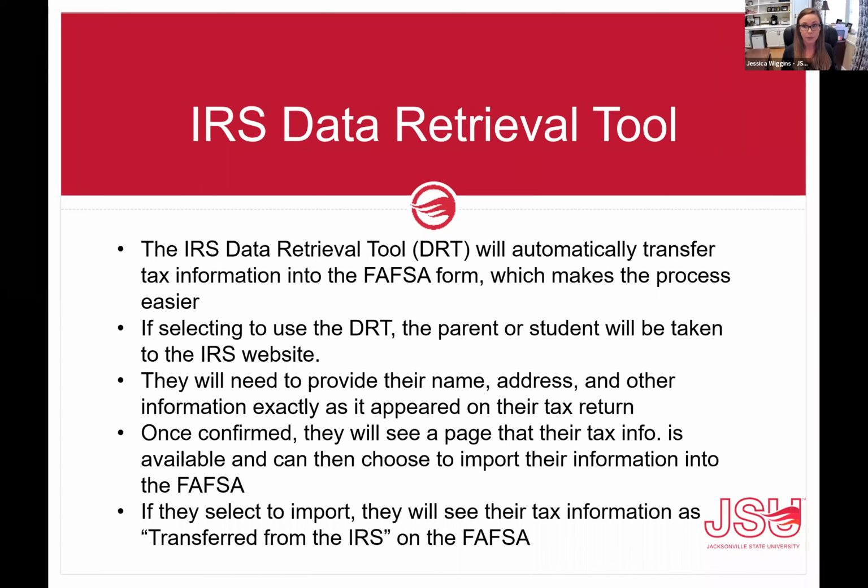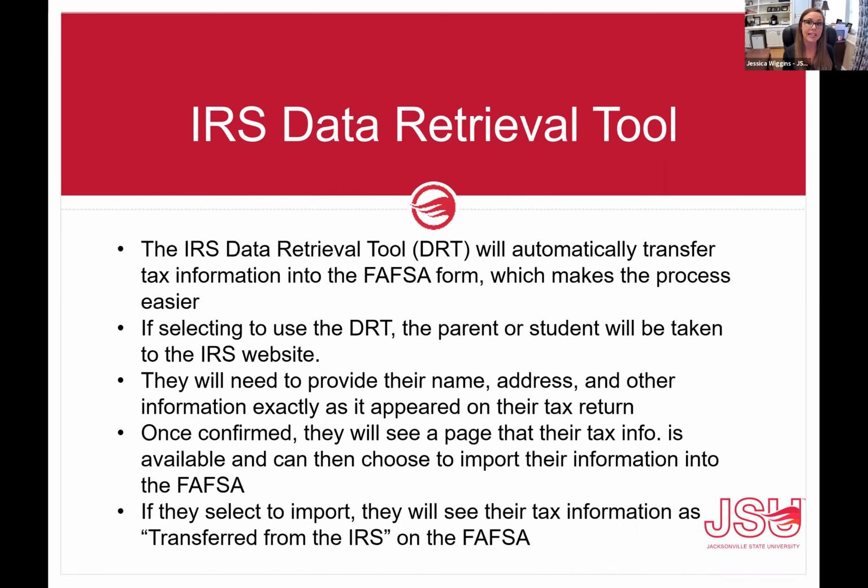Once they're in the IRS website and they've consented to being in the IRS site, they then have to provide their name, their address, and any other information from their tax return exactly as it appeared on the tax return, which is why it is very important that you have those tax returns on hand. If everything is in uppercase on your tax return, then you need to enter it in uppercase on the IRS site, because it is truly looking you up to see how you filed your taxes for that given year to be able to transfer that information back in.